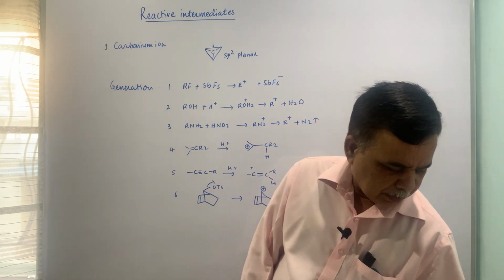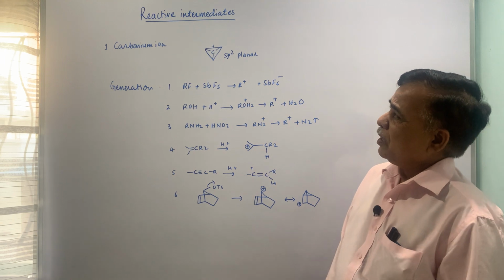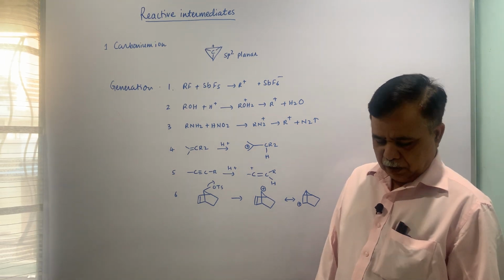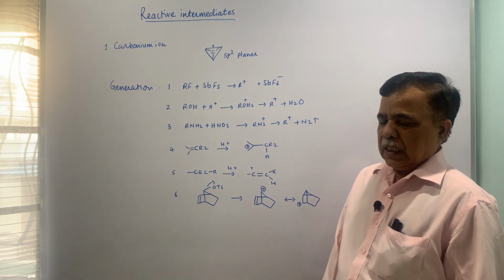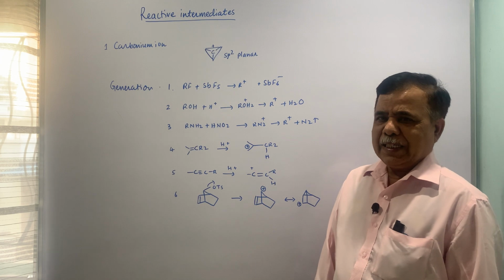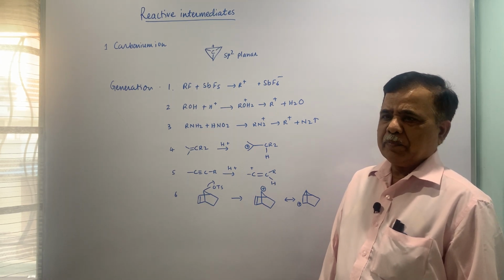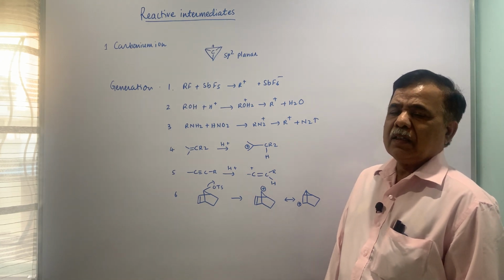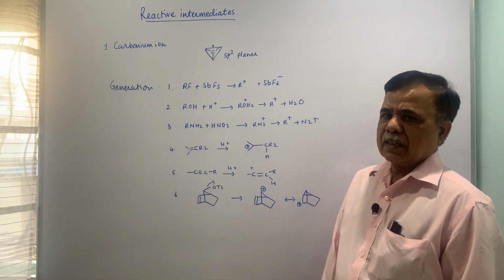Hello and welcome to the lecture wherein we are going to talk about reactive intermediates involved in organic transformations. There are four reactive intermediates: carbonium ion or carbocation, second carbanion, third carbene, and fourth carbon free radicals.